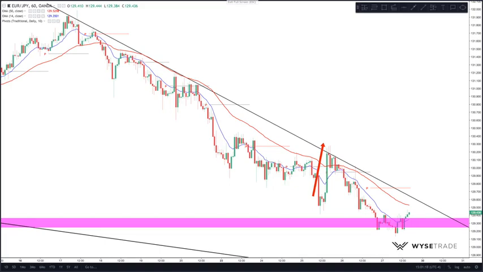Going into next week, we still have this on our watch list. But as always, we want a clear breakout and an EMA cross before we look for a pivot entry long.